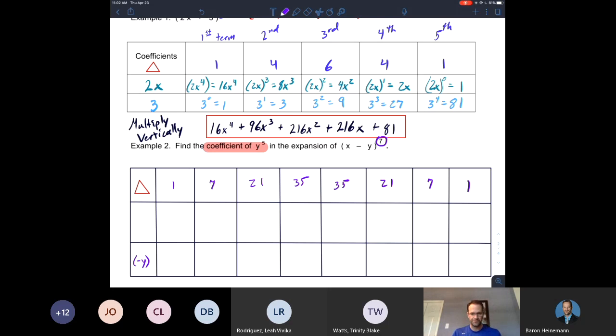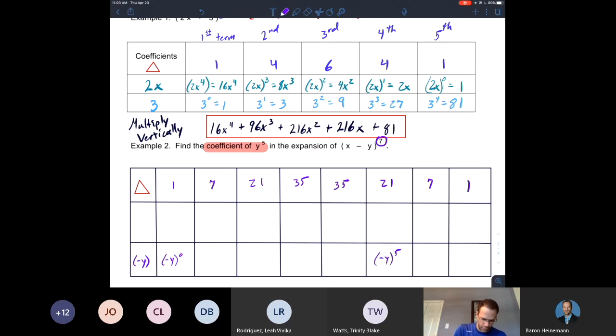So the first one would be negative y to the 0, and then this one would be negative y to the 1st, negative y to the 2nd, negative y to the 3rd, negative y to the 4th. This one is negative y to the 5th, right? So it's really just this column that I care about, because this is where I would have the negative y to the 5th power. It only asks for the coefficient of the y to the 5th. So I only need the number that would be in front of this term here. I don't have to fill in the rest of this chart.